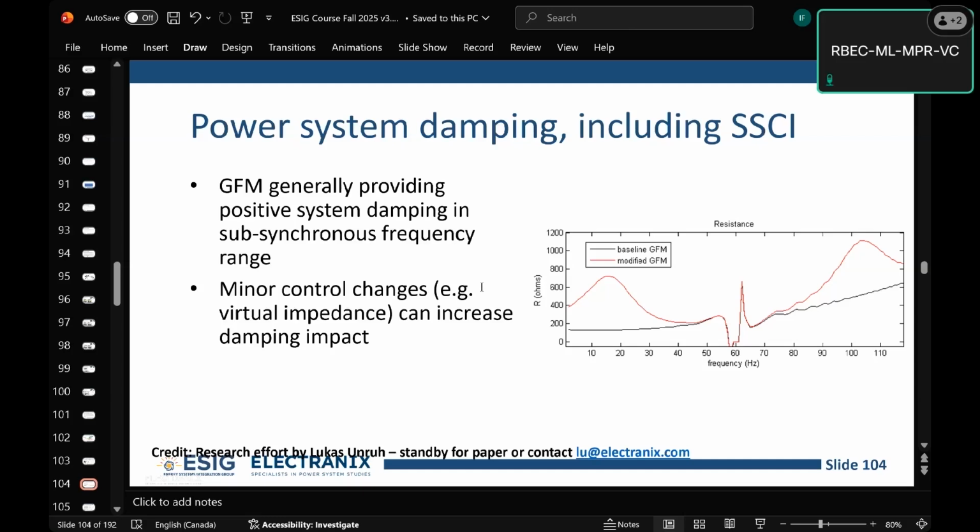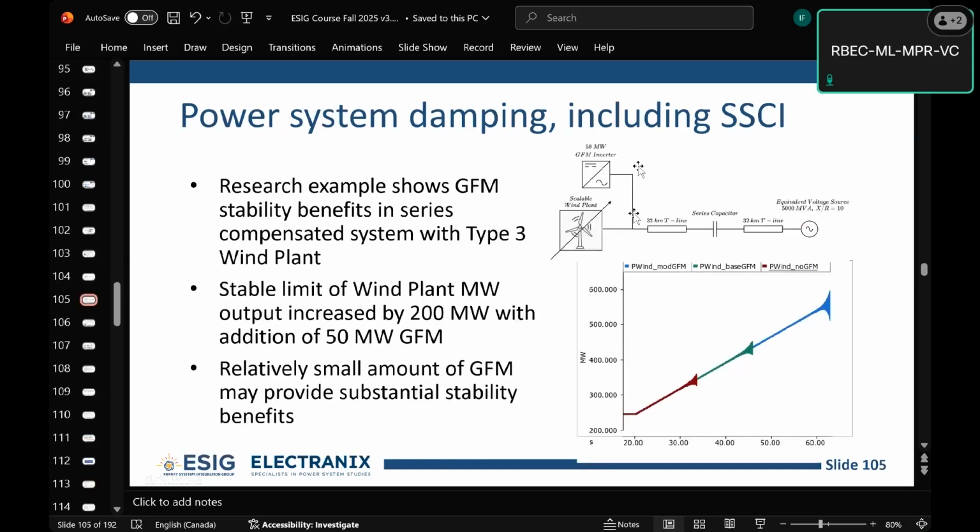This is just another example. This is a test system where we have a grid forming inverter and a wind plant and a series compensated line. You can just see that the instability grows as you get to 350 megawatts with no grid forming battery. If you add a very small grid forming battery, so this is a 50 megawatt grid forming battery, you can just about double the throughput of the wind plant, and then it eventually goes unstable. If you add extra tuning, you can bring it all the way up to 550 megawatts or something.